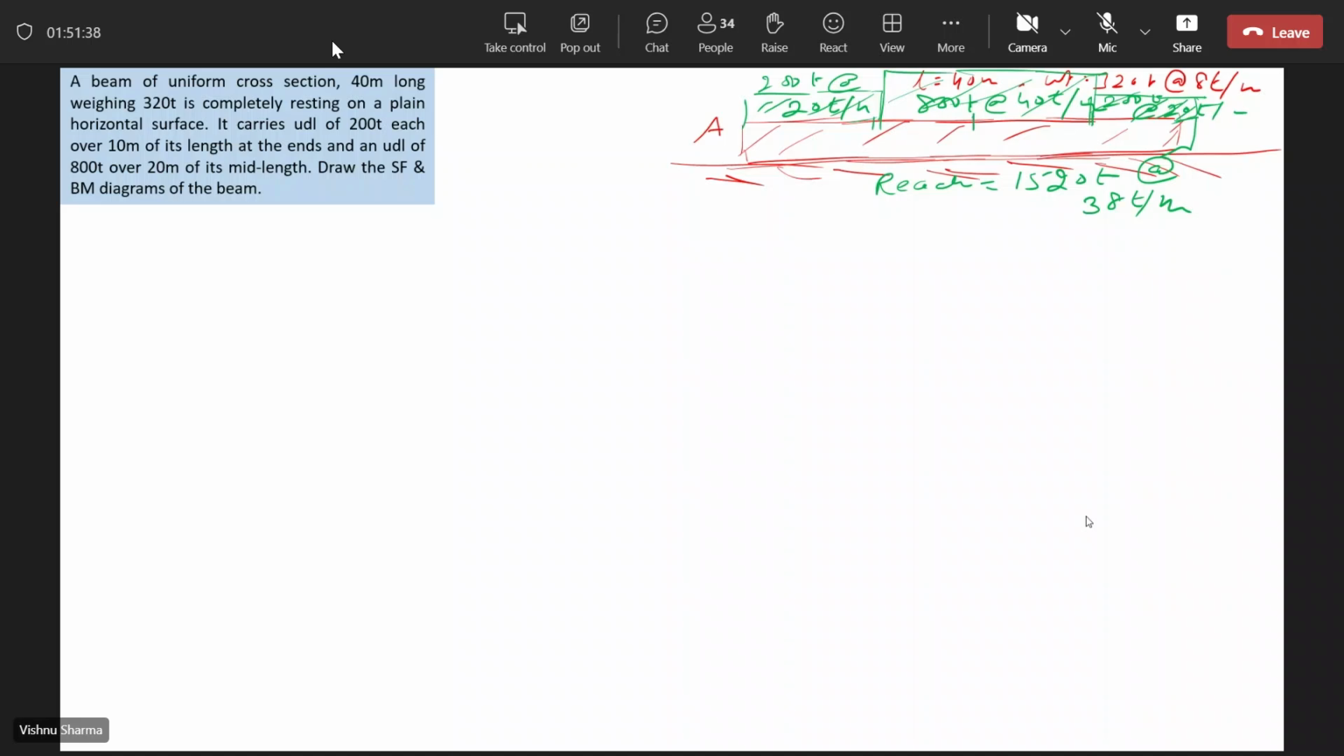Earlier question, what did we do? Did we change the goalpost? No. What did we do in the earlier question? Tell me. Sir, in the earlier questions, we were taking the center point of the UDL. For what purpose? Because, sir, for reaction. But we have to calculate the reaction here. So then why do you need to take it?